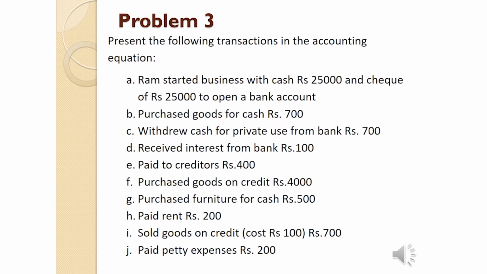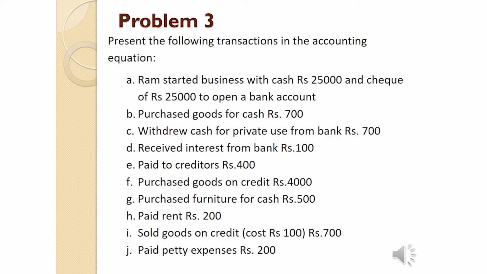Here Ram started business with cash. What are the accounts involved here? Cash account and another one is capital account. Here a cheque of rupees 25,000 to open a bank account. So an account is opened with the bank. So there are three accounts here: cash account, bank account and capital account.